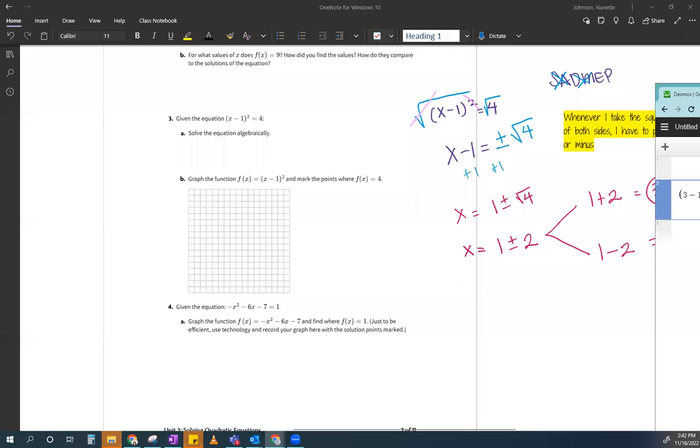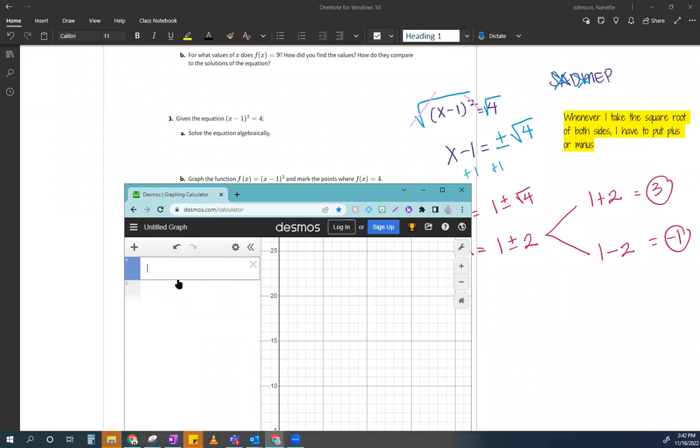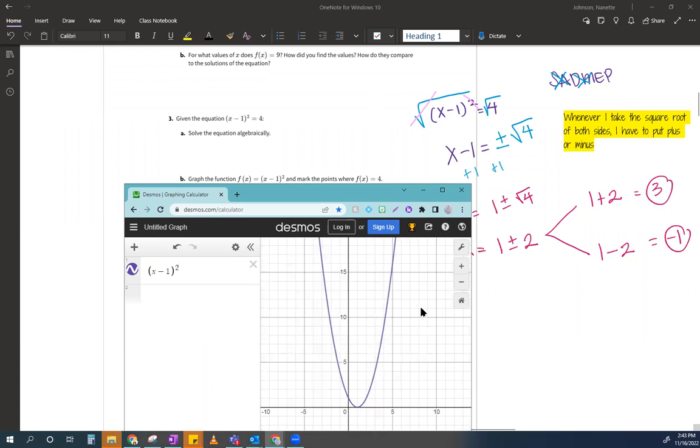Okay, the next part says graph the function of these two and mark the points where f of x equals 4. So the way we mark them is we graph both of them. So I'm going to plug both of those in. So x minus 1, right? So there's my parabola. I don't know if you guys can see it. And then I'm going to graph the line y equals 4. Does everybody see me graphing the line y equals 4 right here? Y equals 4. Everybody see this?